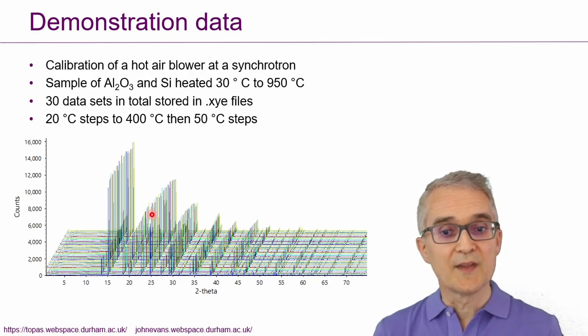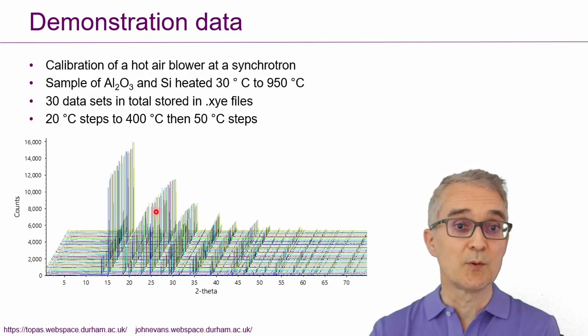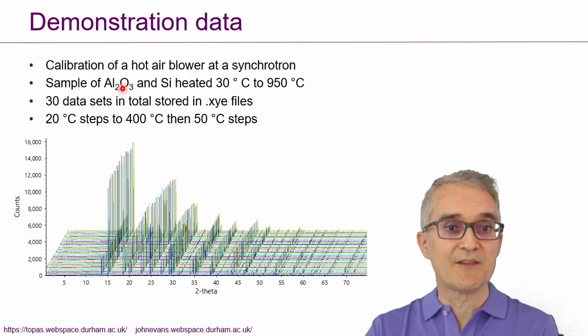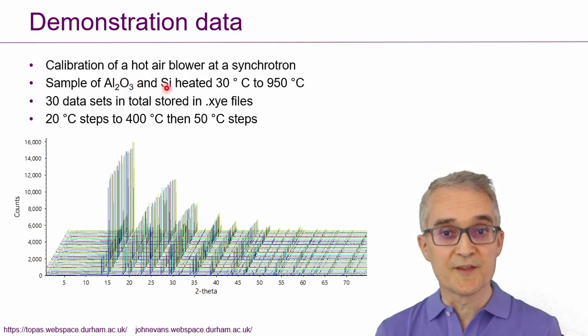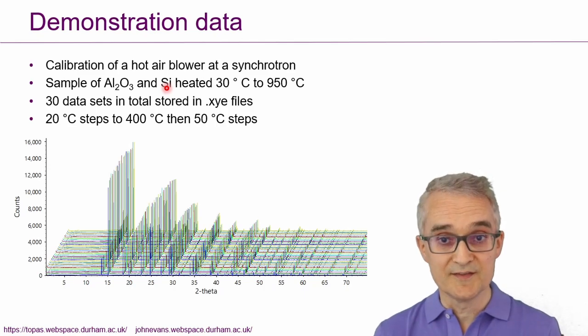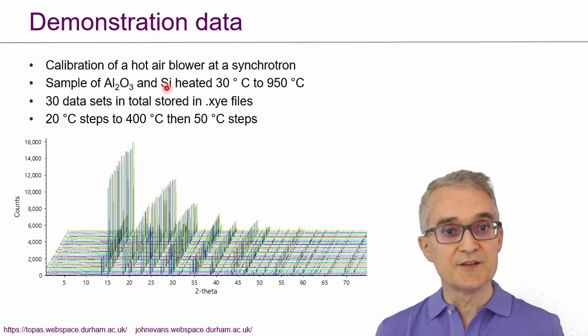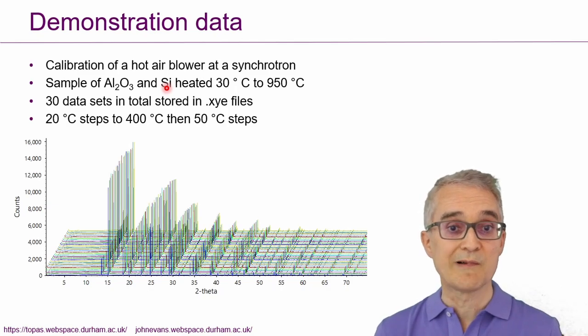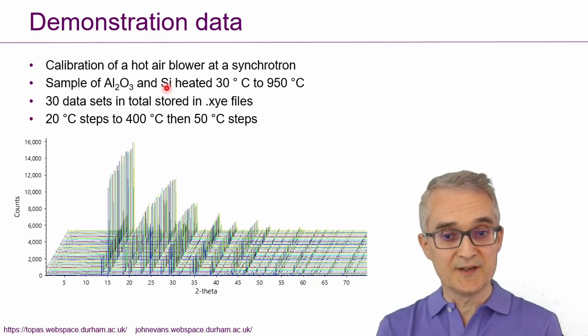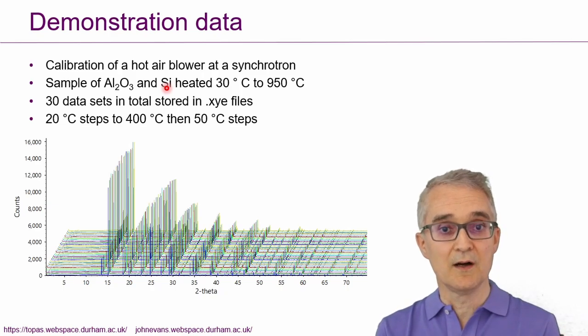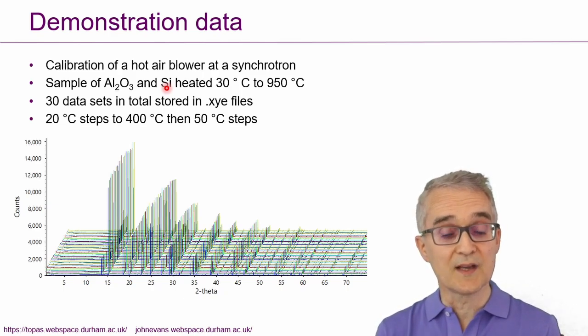So one way around that is to do a calibration run. So that's what we did in this case. We took a mixture of aluminium oxide and silicon in a capillary, and we heated them from 30 degrees to 950 degrees. And the idea is because you know the thermal expansion of aluminium oxide and silicon, you know how the cell parameters ought to vary with temperature. If you extract these cell parameters from the data, you can see how different they are to what you expect, and therefore you can calibrate the true temperature of your sample.